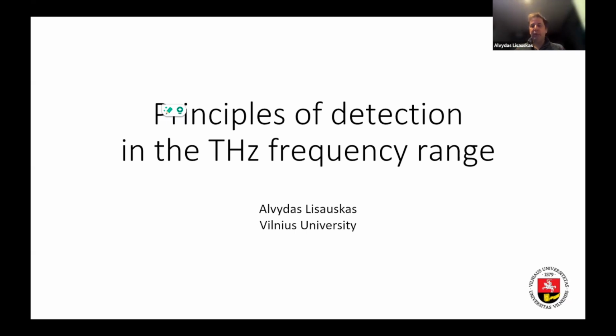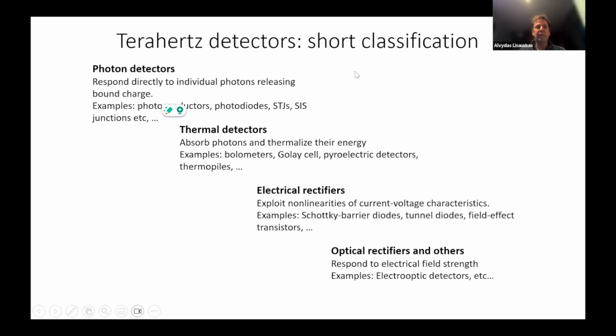I would like to overview the basics of detection. The terahertz frequency range is a very specific one. Those principles are applicable to very different ranges of electromagnetic radiation, but then there will be some peculiarities which are really terahertz frequency range relevant.